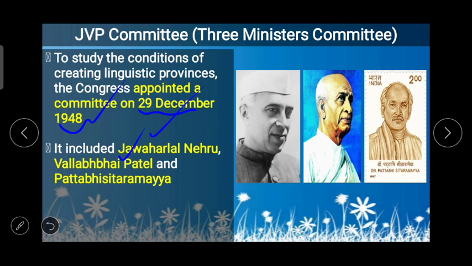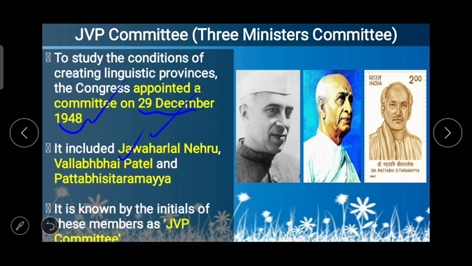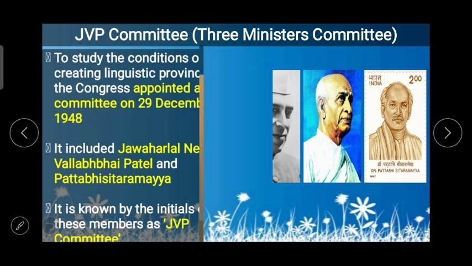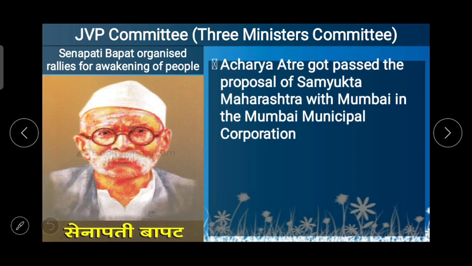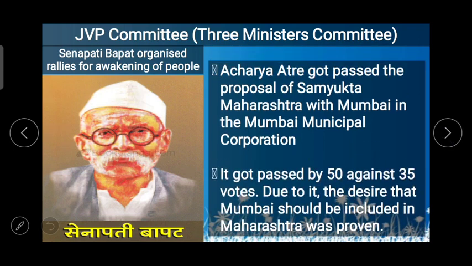The report suggested that Congress accepts the concept of linguistic state in principle, but the time was not proper for it. Severe response was seen throughout Maharashtra against this report, and during that time Senapati Bapat organized rallies for awakening people. On the screen you can see the image of Senapati Bapat, who started awakening people for the Samyukt Maharashtra and organized rallies for awakening of people.